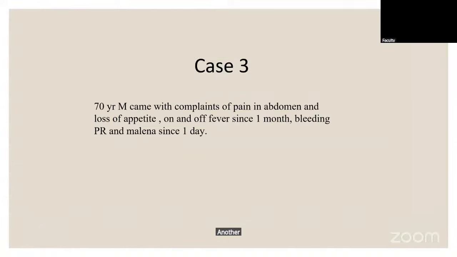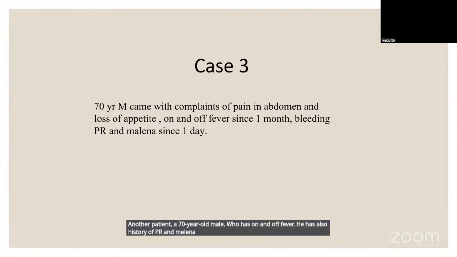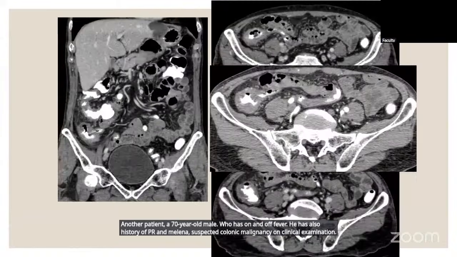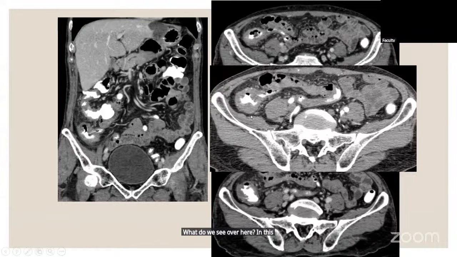Another patient, a 70-year-old male, who has on and off fever. He also has a history of PR melena, with suspected colonic malignancy on clinical examination. What do we see over here? In this axial section, there is circumferential enhancing wall thickening of the ascending colonic loop.